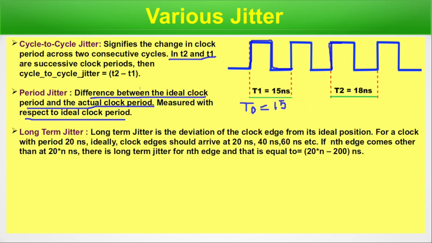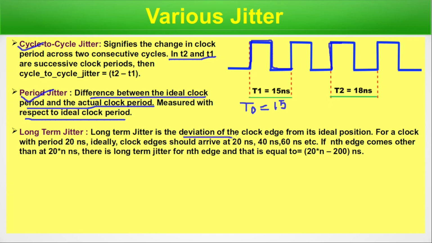T1 minus T0, because this is the ideal and period jitter is measured with respect to the ideal clock period. So ideal clock period is 15 and T1 is 15, so there is no jitter. Ideal clock period is 15, T2 is 18, so there is a jitter of 3 nanoseconds. This is the calculation. Now long-term jitter.